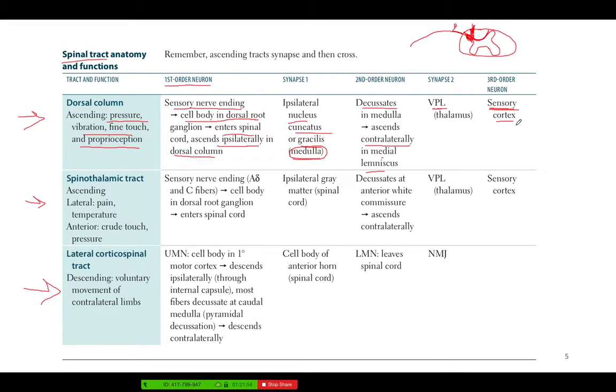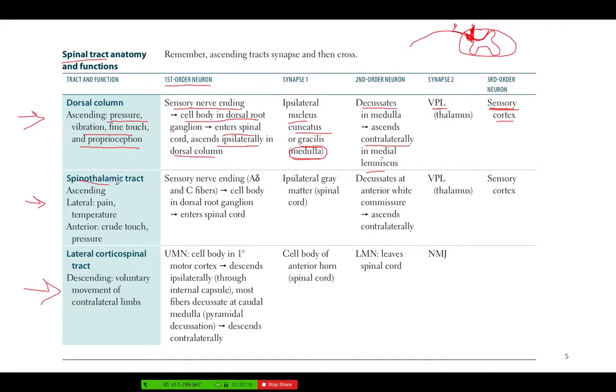Okay? So, dorsal column, responsible for vibration, fine touch, proprioception. There's 3 nerves involved. The first nerve doesn't synapse until you get to the medulla. Second nerve is going to cross over and synapse in the thalamus. And the third nerve is in the sensory cortex. Okay? Boom. Done. Next tract.